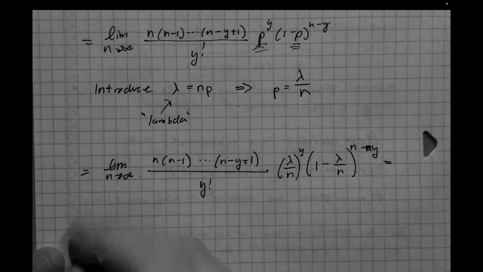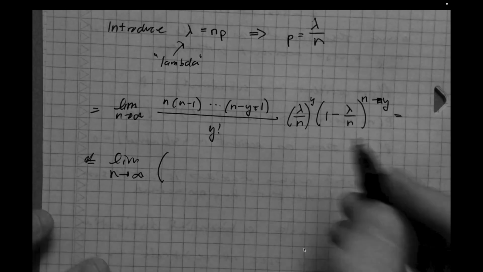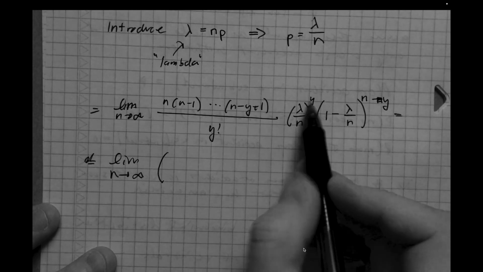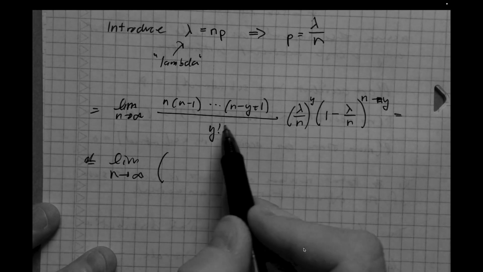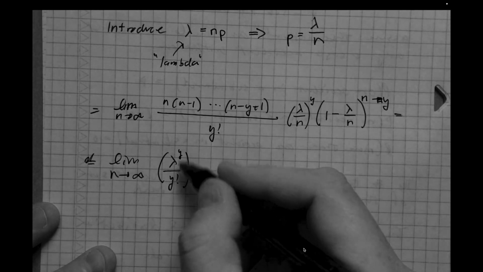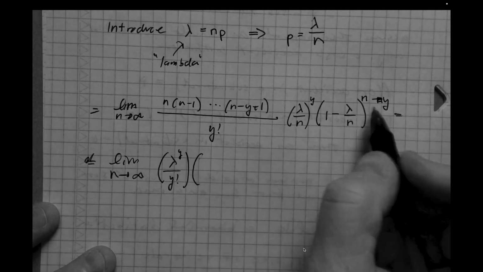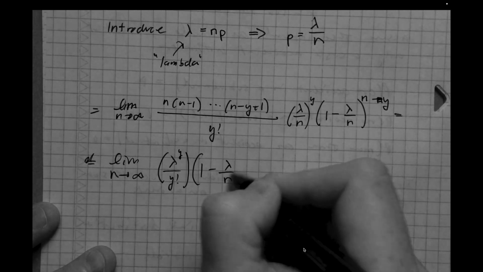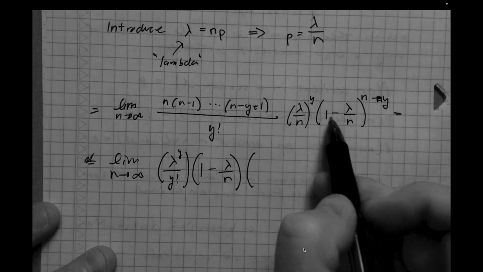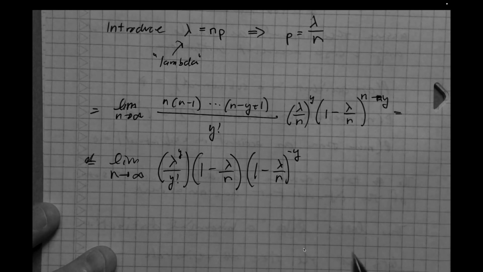Okay, and we're going to continue to do a little bit of algebra on this. So the limit as n goes to infinity. I'm going to do a little bit of rearranging here. I'm going to bring the lambda to the y power and put that over the y factorial, so I've got lambda to the y over y factorial. I'm going to keep those up front here. And then I've got 1 minus lambda over n, which I'm going to put here. And then the rest of it I'm going to have here, because remember, when you multiply these, you add the exponents. So I've also got 1 minus lambda over n to the negative y power.